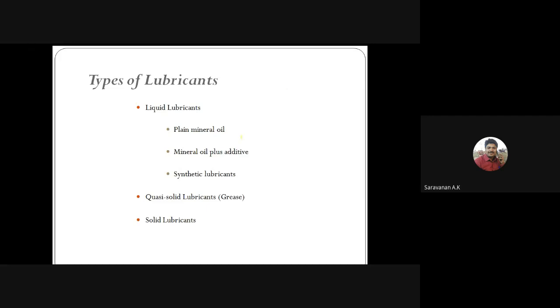In liquid lubricants we have a subdivision into three, right? One is the plain mineral oil, and the second one is the mineral oil with additives, so with additives we can use. Then we have the synthetic lubricants.